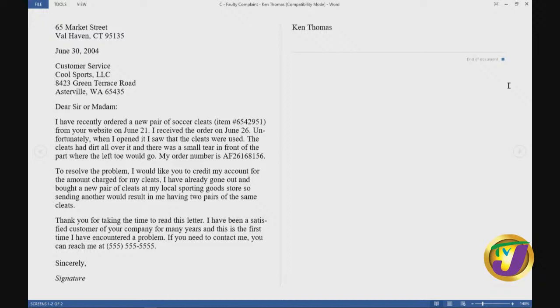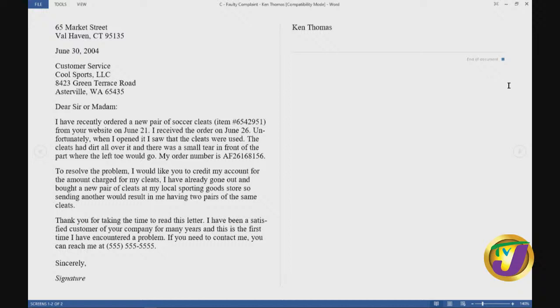So look at the addresses. Look at the salutation. Look at the body. What might be missing? What should he have mentioned that he possibly didn't mention? All right, so let's look at it now.